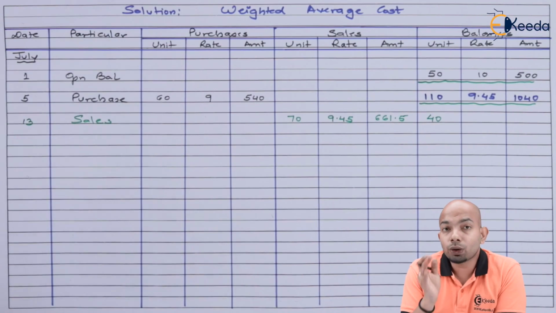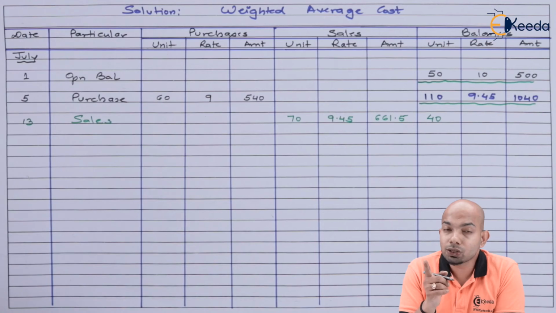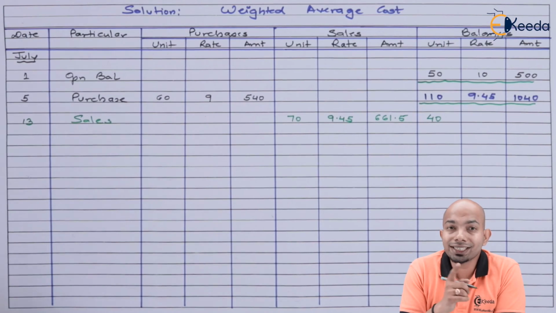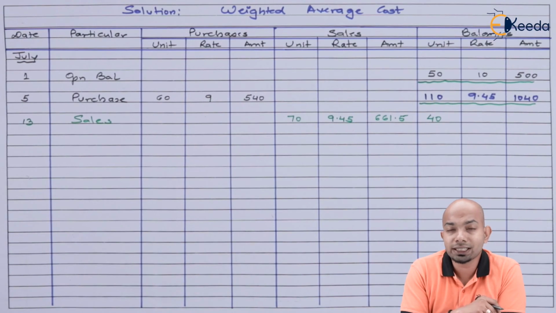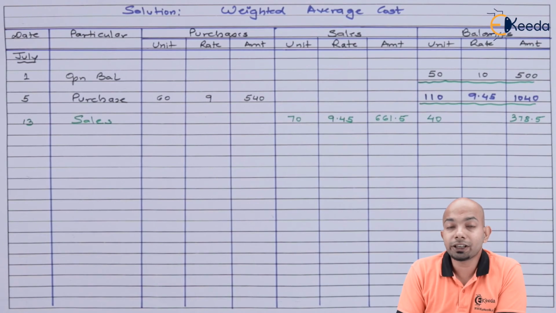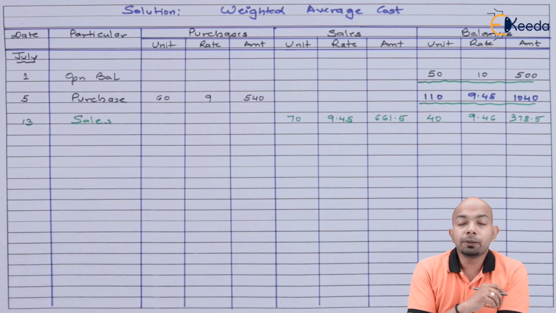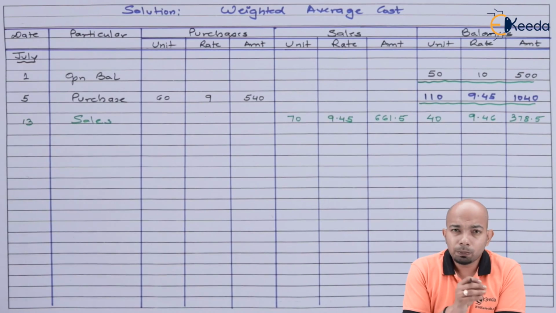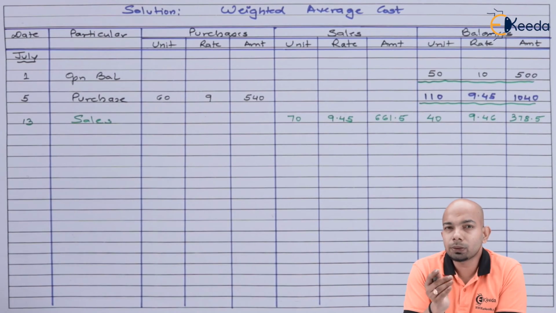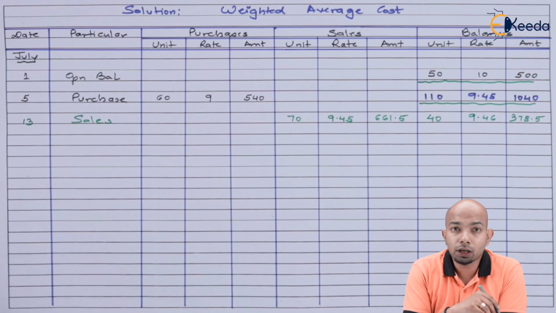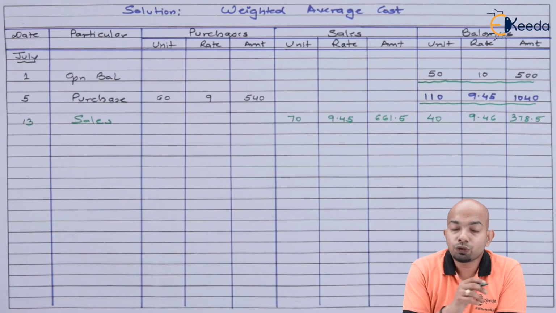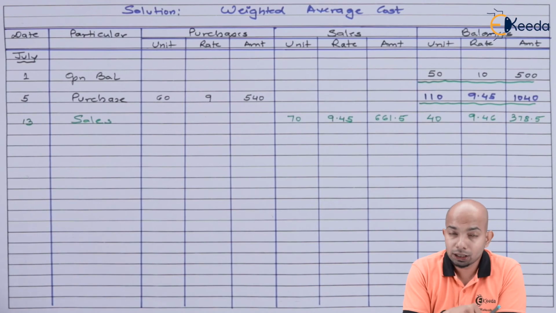Then let's figure out what is the amount difference. That means 1040 was the balance, out of which 661.5 has been taken out as sale amount. That gives you a balance of 378.5. Now divide 378.5 by 40. That is 9.46 approximately, plus or minus a little bit of difference, but this is the rate that will be figured out. Now this will be used for any other balance calculation in the near future.